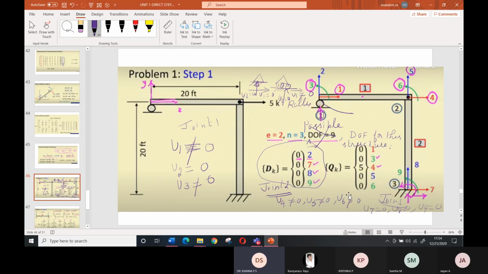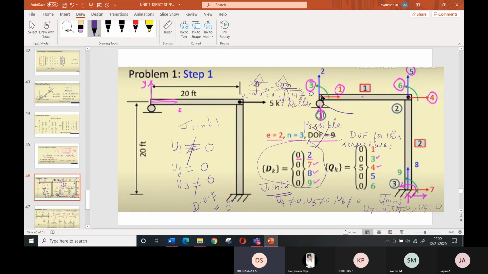If I ask you a small question, find out the degree of freedom for this structure. Whatever is not equal to 0, that's the degree of freedom. It is not prevented. So total, if I count 1, 2, 3, 4, 5, it has got 5 degrees of freedom. So there is a difference between the possible degrees of freedom and the available ones.